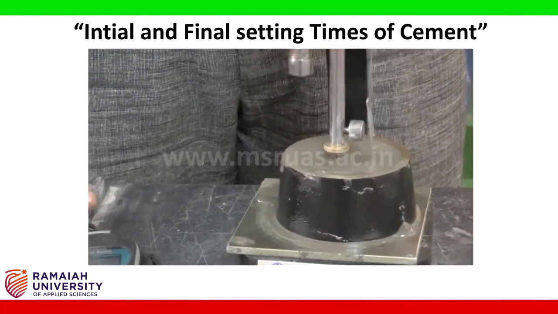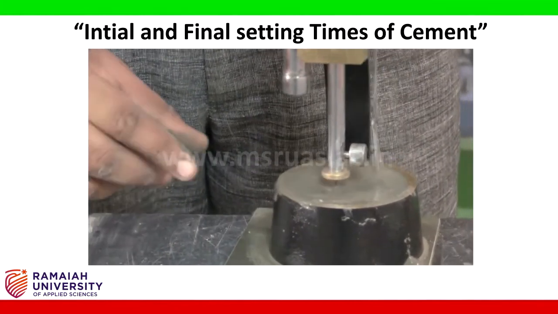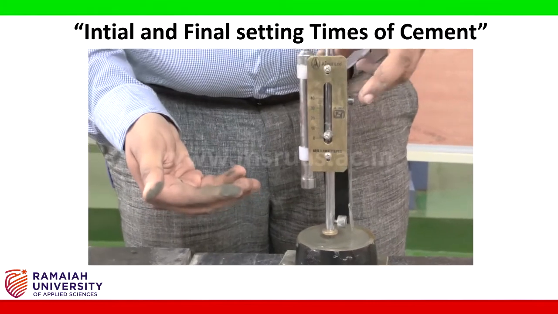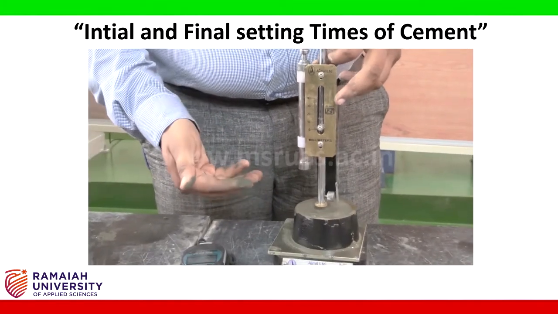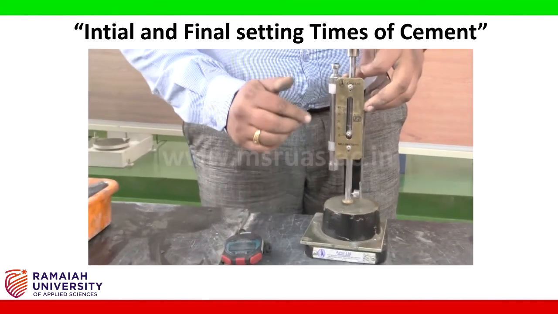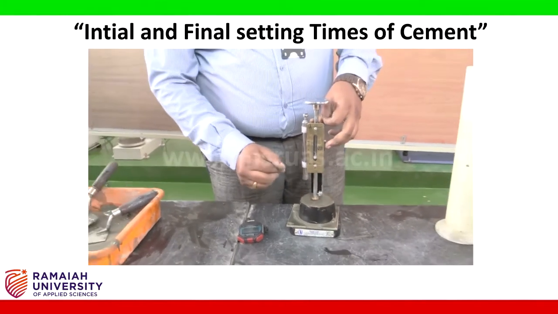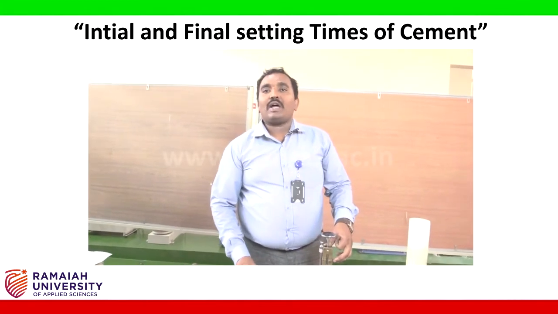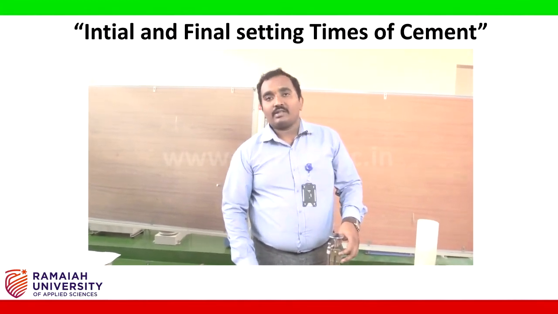If I allow some time, what happens? It's going to start becoming harder and there will be some penetration resistance caused by the cement paste. So at the particular reading where you get 33 to 35 mm from the top of the mould, the time corresponding to that we call the initial setting time.